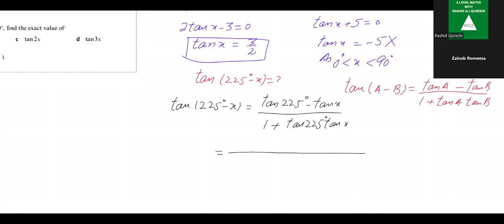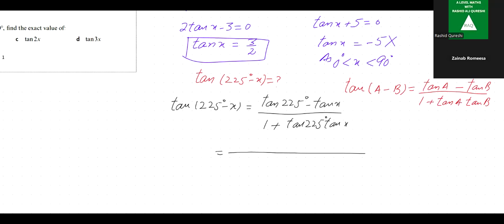So I have to use the calculator. What's the answer of tan of 225 degree? Where is the tan? The tan is over here. That is 225 degree, so the answer will be 1. So I have to use tan of 225 degree is 1.